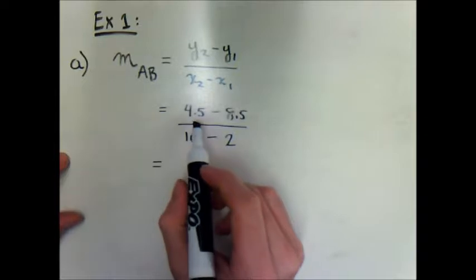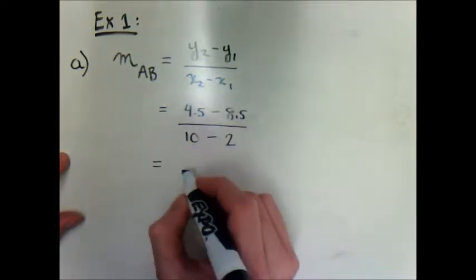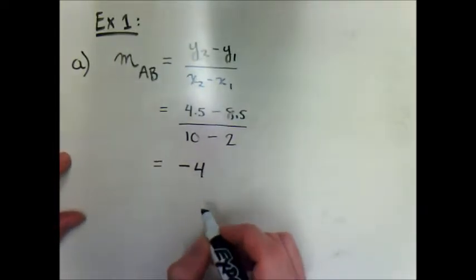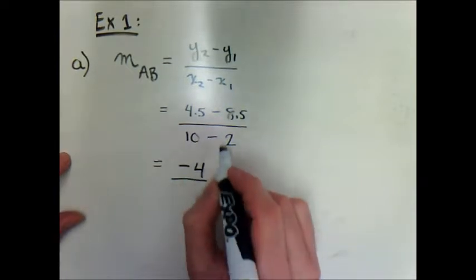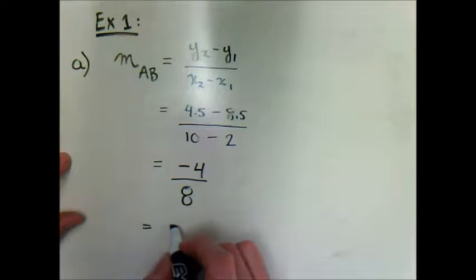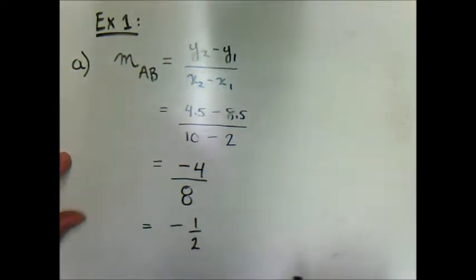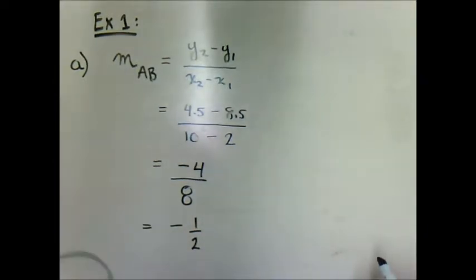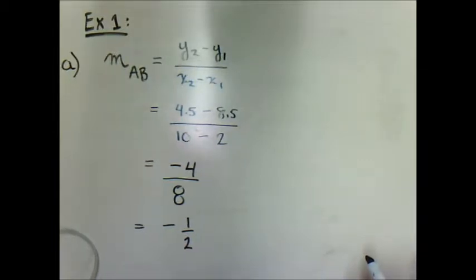We can simplify this. 4.5 minus 8.5 is negative 4, and 10 minus 2 is 8. We can reduce this further. This is negative 1/2. So the slope of the line segment AB, the slope on the grid of the road that connects campsite A with campsite B, is negative 1/2.